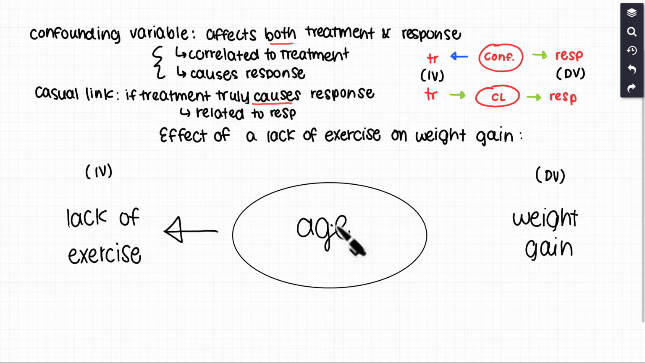And now for this side, your age can have an effect on weight gain, because older people are more prone to gaining weight and being obese than younger people. So that's how you know that age has an effect on your weight and how much weight you gain. So that's why I put an arrow from age to weight gain. All right, so from this diagram here, we can see that age is a confounder because it affects both the treatment of a lack of exercise as well as the response of weight gain, because it is correlated to the treatment and causes a response. So that's how we know that age is a confounding variable.